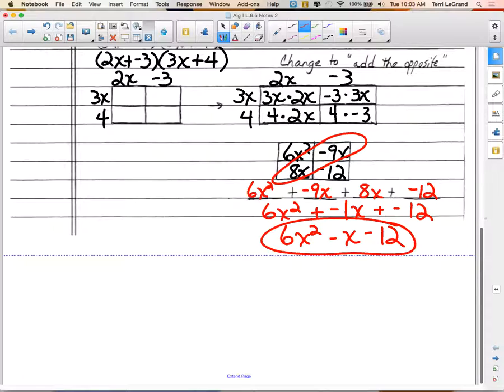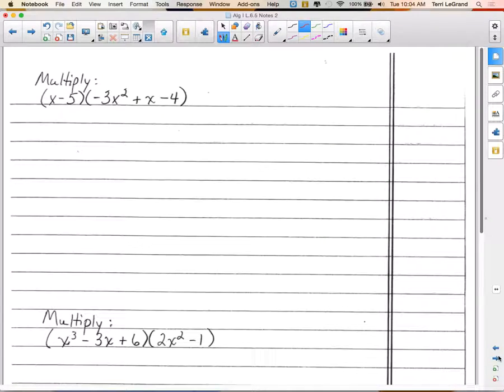But here's the reason the rectangle method is handy. Because it isn't limited to just a binomial times a binomial. You could use it for a monomial times a monomial, a monomial times a binomial, or a trinomial times a 5-term polynomial. You could use it for any multiplication of a polynomial. So let's go to the back side and do something that looks a lot like what I had you starting out with at the beginning of class.